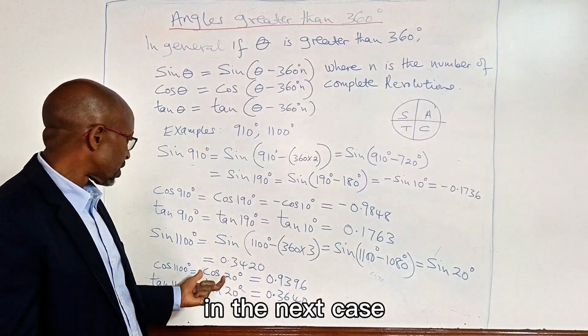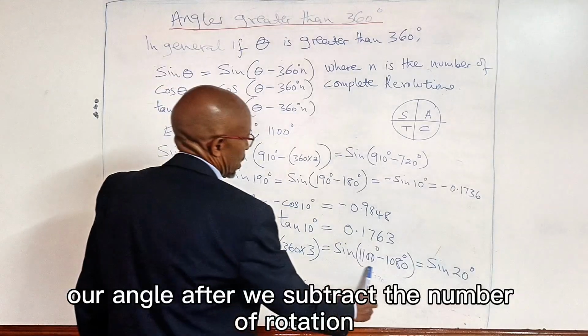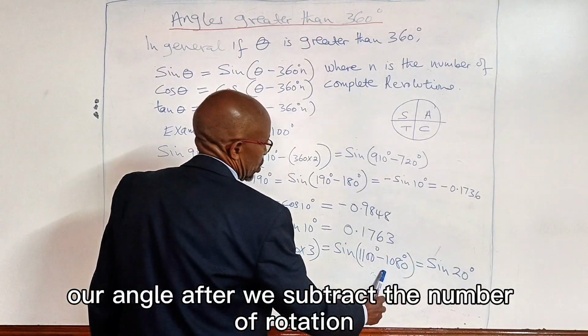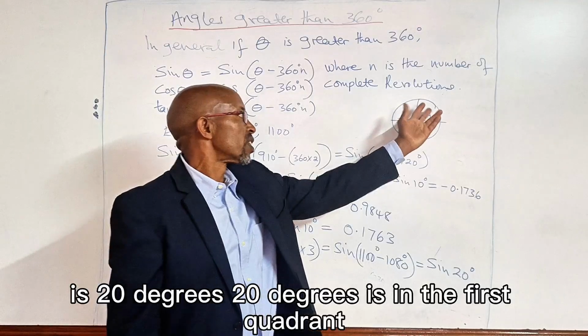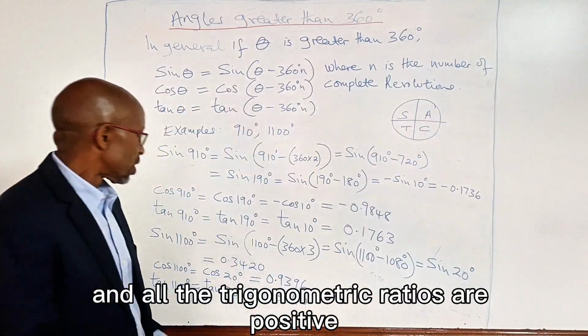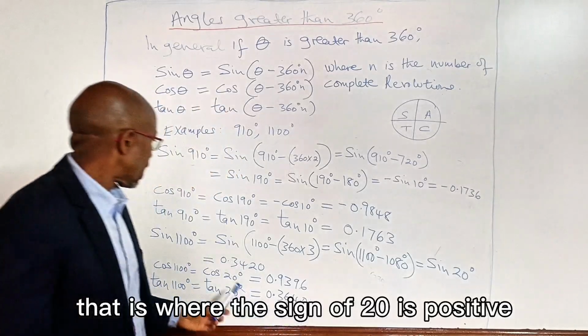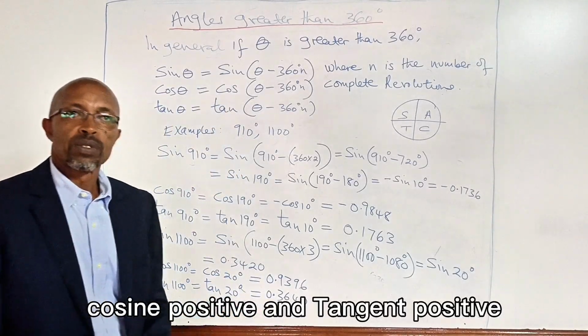In the next case, our angle after we subtract the number of rotations is 20 degrees. 20 degrees is in the first quadrant, and all the trigonometric ratios are positive. That is why we get sine of 20 as positive, cosine positive, and tangent positive.